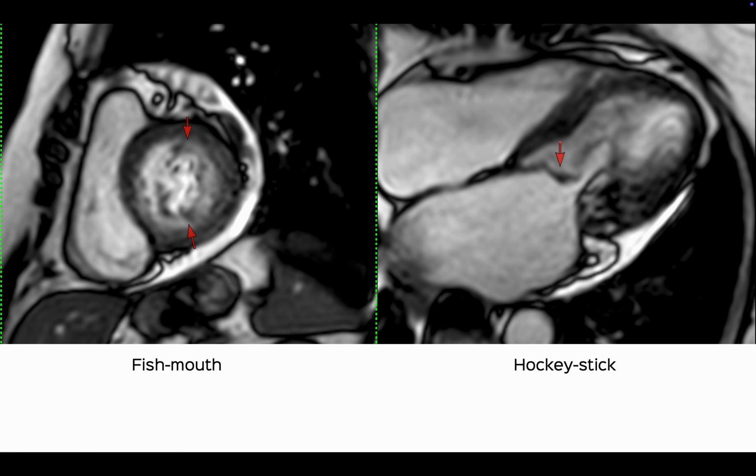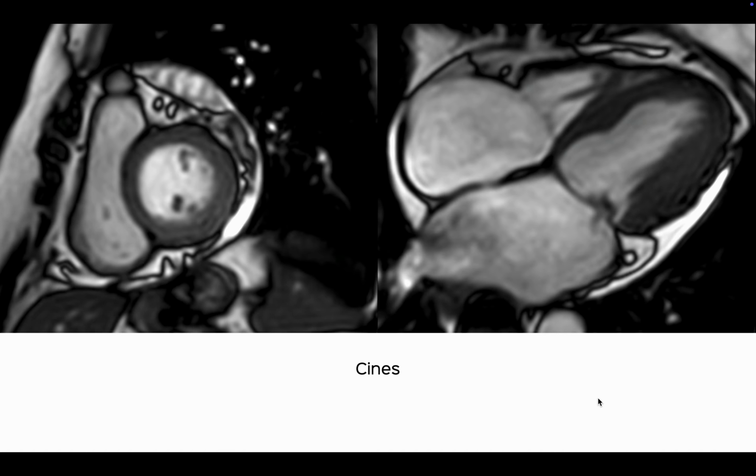Obviously, all of this is normal. And then here's your fish mouth, right? Restricted opening. You can see the tethering here where the commissures are thickened, and you see the hockey stick sign of the A1 scallop. And that's classic MS. And it's something that we as radiologists doing MR need to be recognizing.